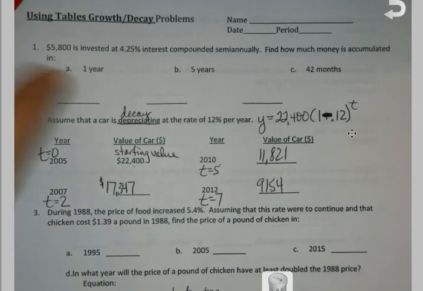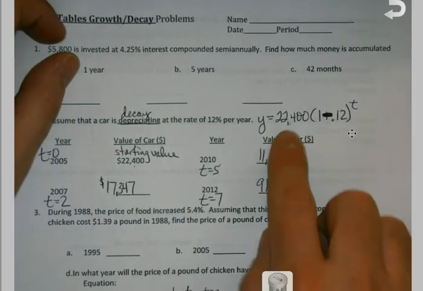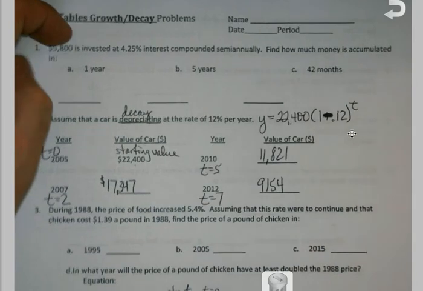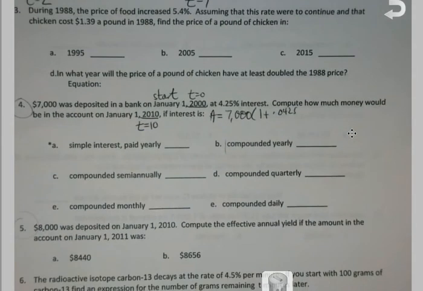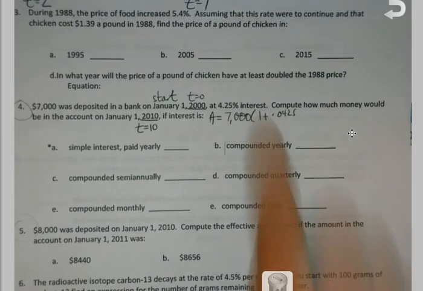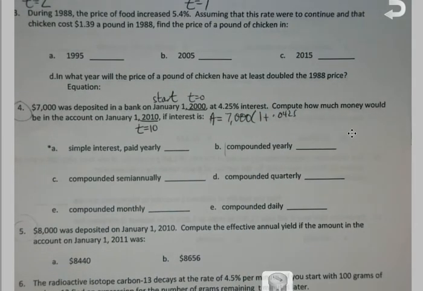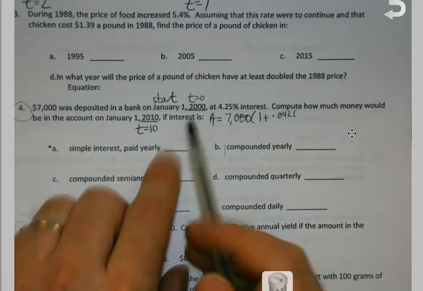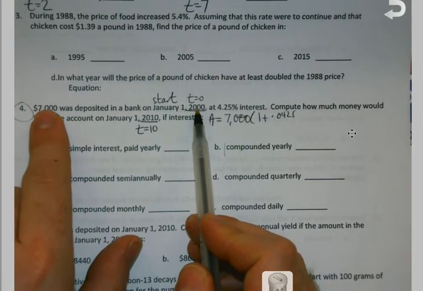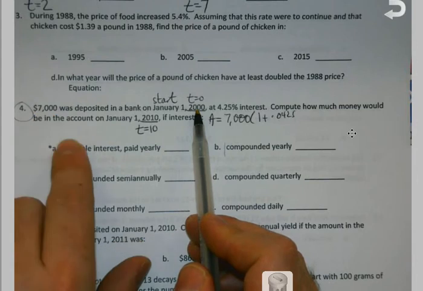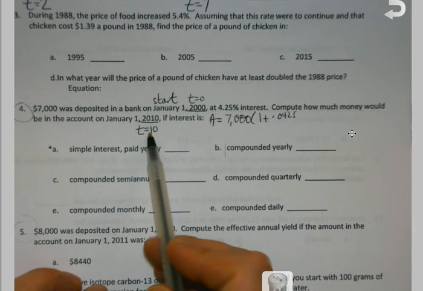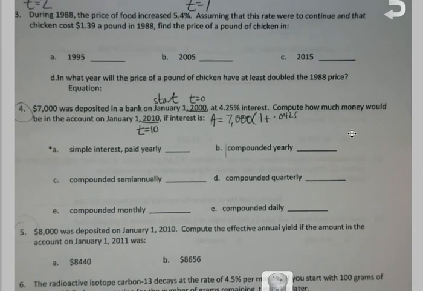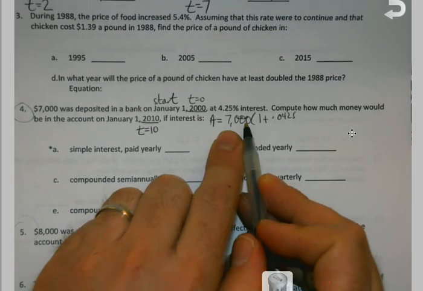So again, decay and growth, going to be using the 1 minus. However, when we get to interest, note, and you've got to read carefully. Some of you just whip through and want to make every single problem the same. You can't do that. I'm starting in 2000 with $7,000. It wants to know how much is in the account on January 1st, 2010. Not next year, 10 years from now. My T is going to be 10. My principal is 7,000. That's what I started with.